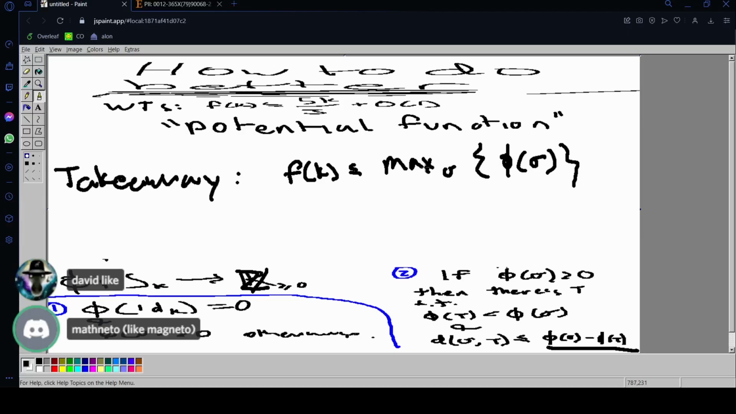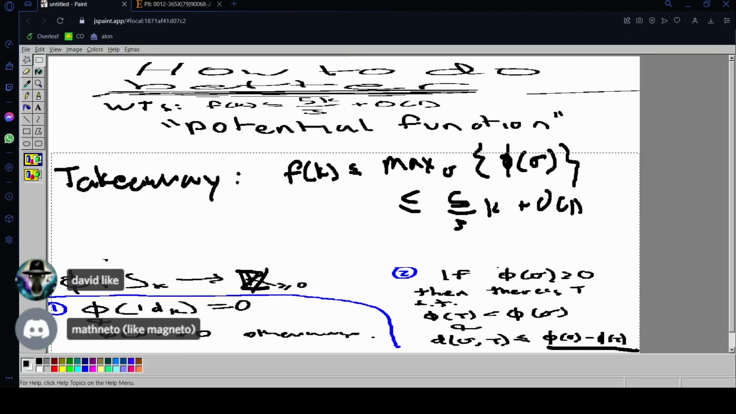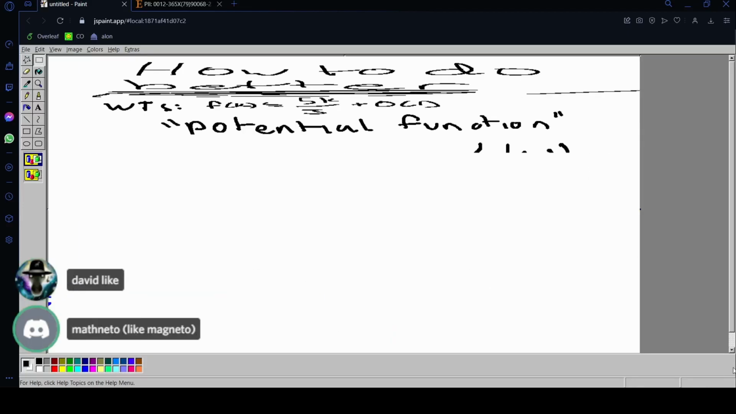Yeah. Okay. So that's kind of the point, that's our strategy now. We want to define a potential function where we want the maximum over every string to have potential at most 5/3 k plus some constant. But before I do that, I'm going to talk a bit more about these potential functions, because there's actually a funny thing happening.